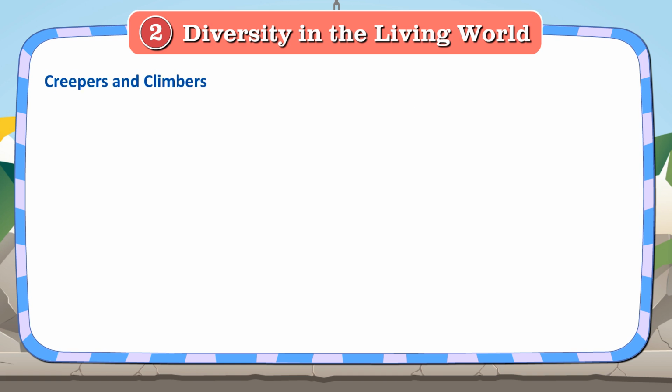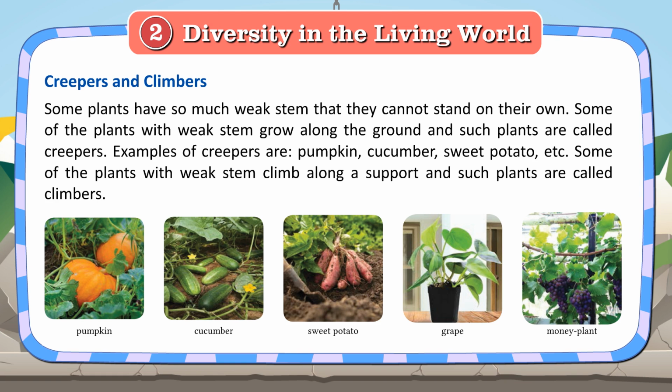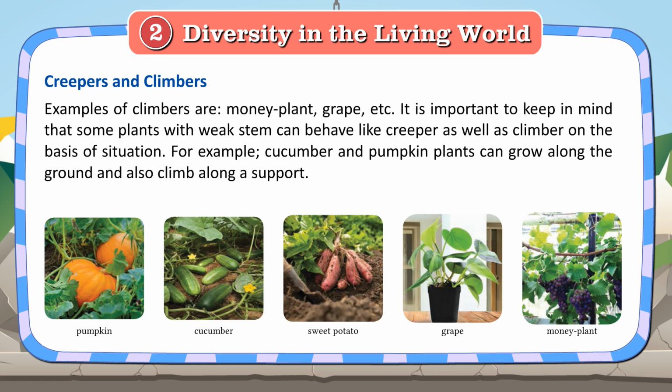Creepers and climbers. Some plants have such a weak stem that they cannot stand on their own. Some of the plants with weak stems grow along the ground and such plants are called creepers. Examples of creepers are pumpkin, cucumber, sweet potato, etc. Some of the plants with weak stems climb along a support and such plants are called climbers. Examples of climbers are money plant, grape, etc.